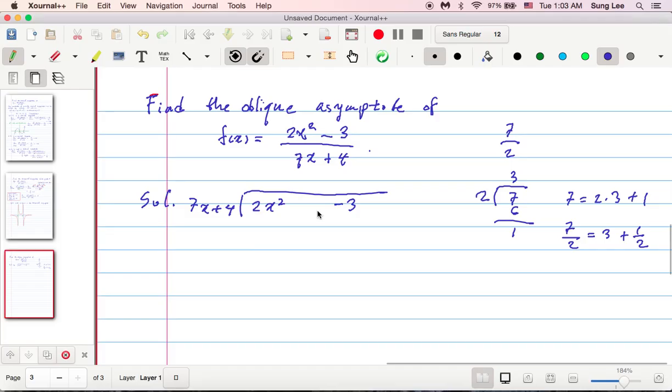Here, notice that I intentionally left a space between these two. The reason is that there is no x term, which means the coefficient is 0. So I made room, the space for the x term there also.